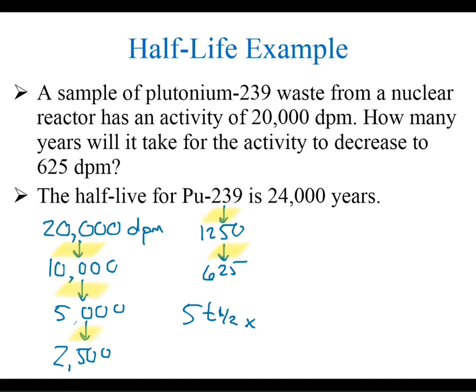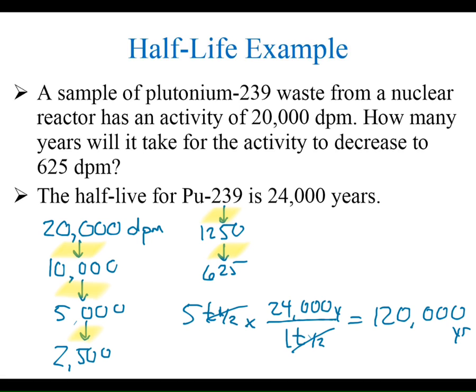So how long is one half-life? One half-life is 24,000 years. So it must take 5 times 24,000, 120,000 years. See how that works? So in this class, we'll just always do nice, easy, whole number ones, no fractions or anything. Come back in 111, we'll do 2.49 half-lives or whatever.